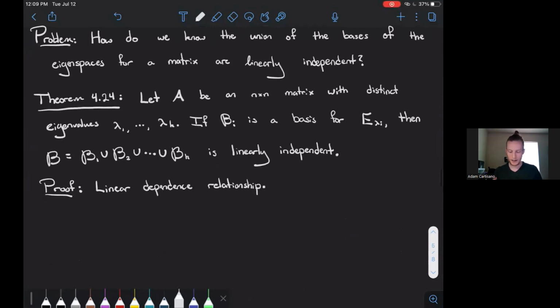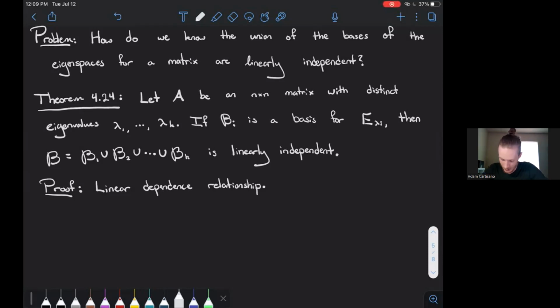So let A be an n by n matrix with distinct eigenvalues lambda 1 up through lambda k. If B_i is a basis for E lambda i, that eigenspace, then the union of the bases is linearly independent. So that theorem says that it will work as long as you just take the columns and put them in, you'll get linearly independent vectors.